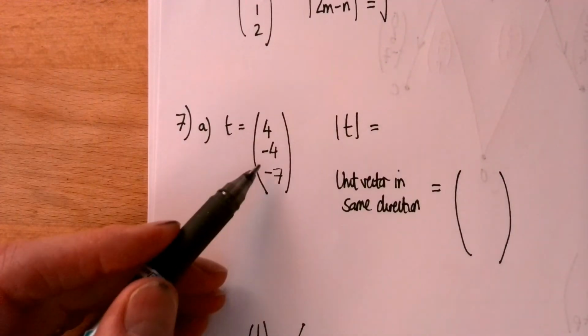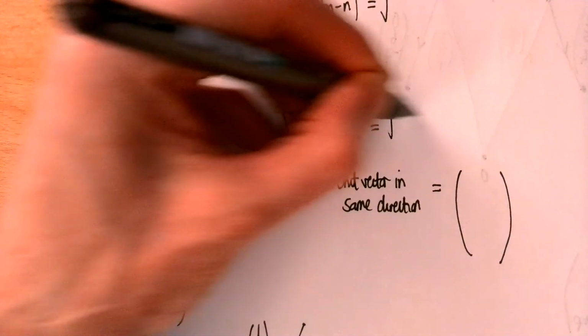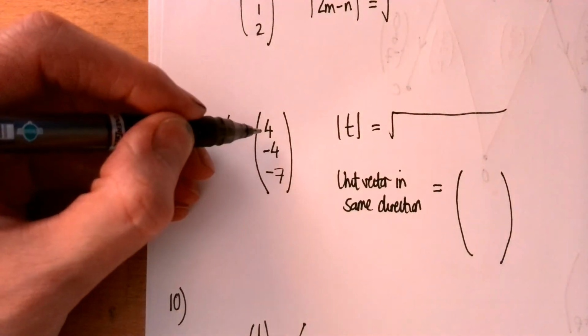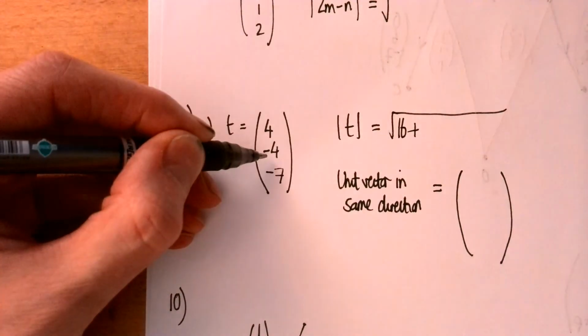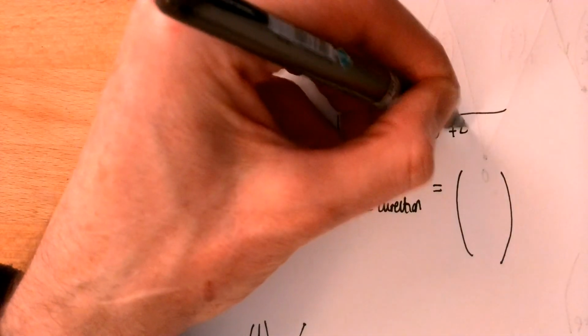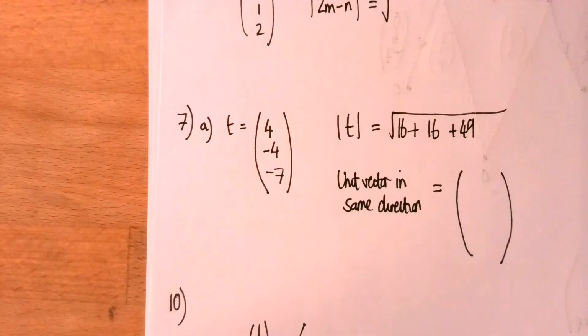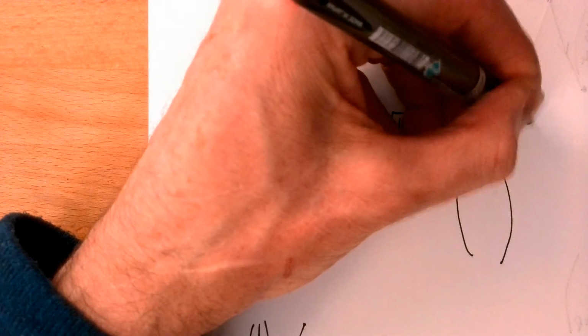So this is the vector we're given. So I'm going to work out the magnitude of that vector. So it's the square root of that squared plus that squared plus that squared. 16 plus 16, that's 32 plus 49, that's square root of 81, which is 9.